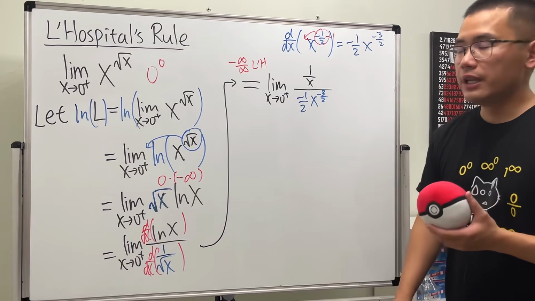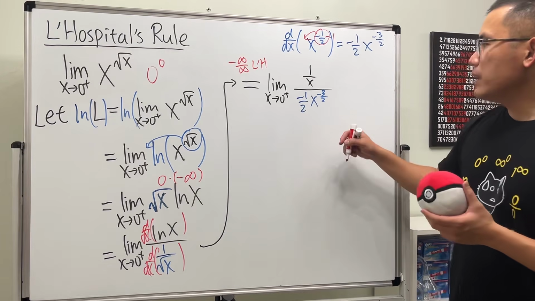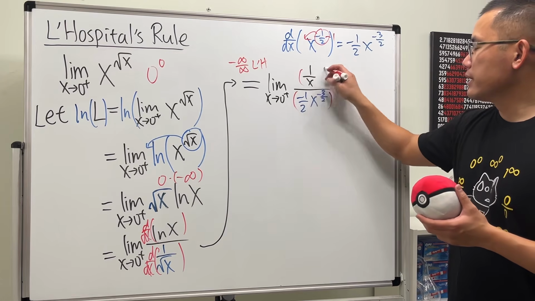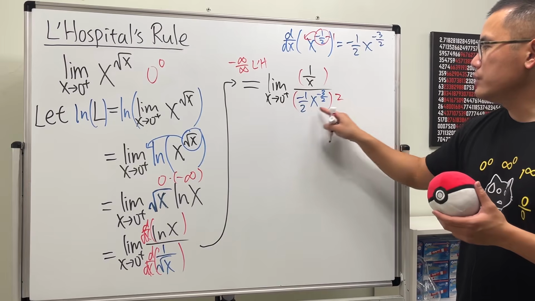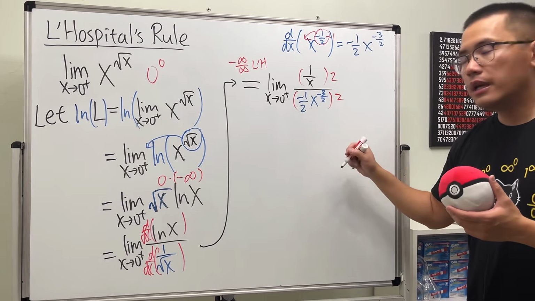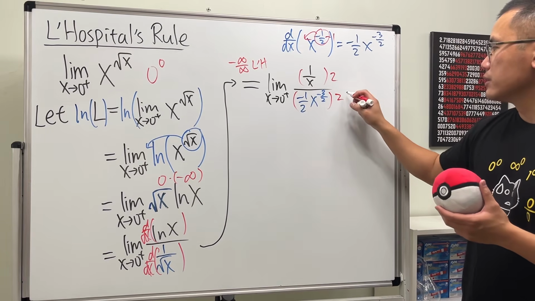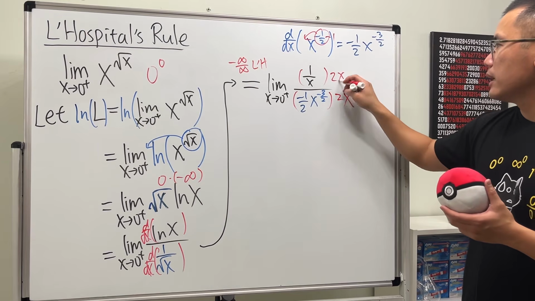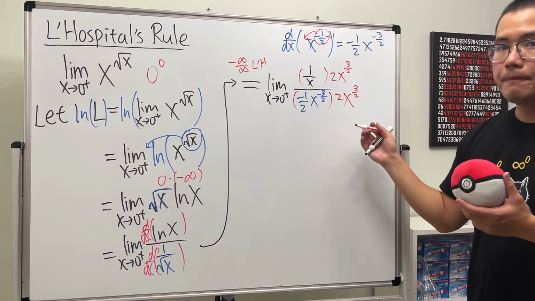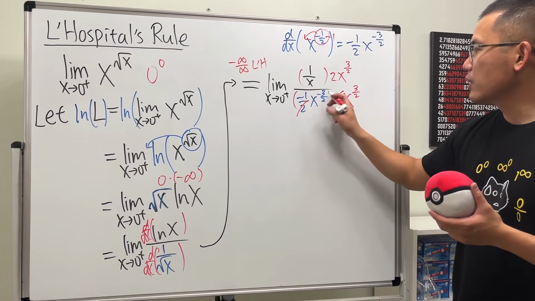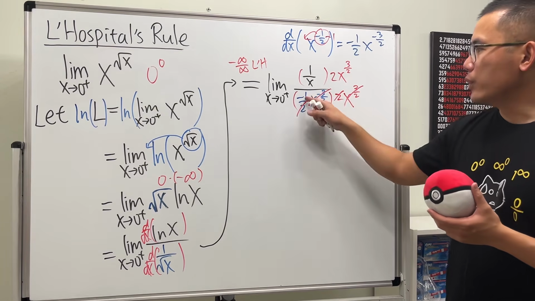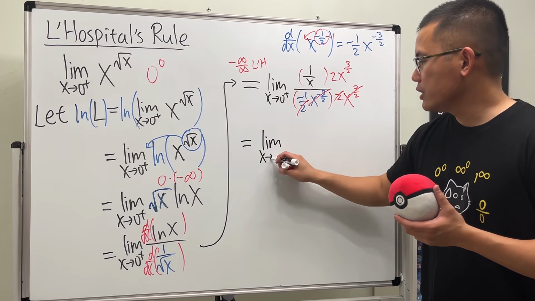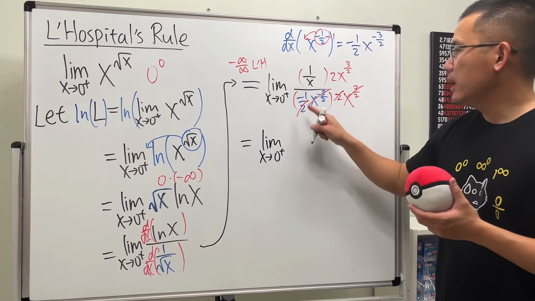That's pretty good. And now what I would like to do next is multiply the top and bottom by 2 so they can cancel out. And also I will bring this up, so I will multiply this by x to the 3 over 2 power, like this and also like that. This way, this and that can cancel, and this and that can cancel, and we do have a negative. So this is the limit as x approaching 0 plus, and we have a negative.